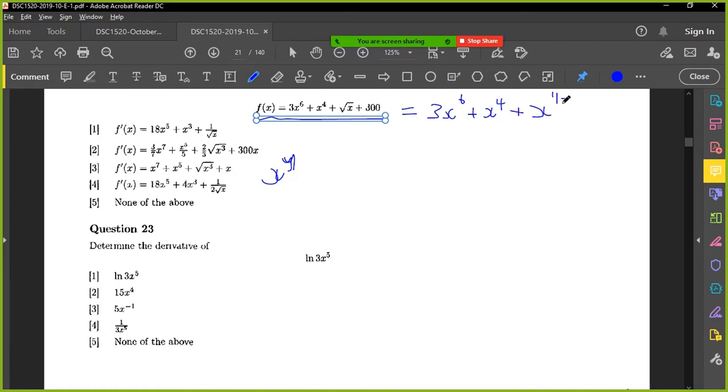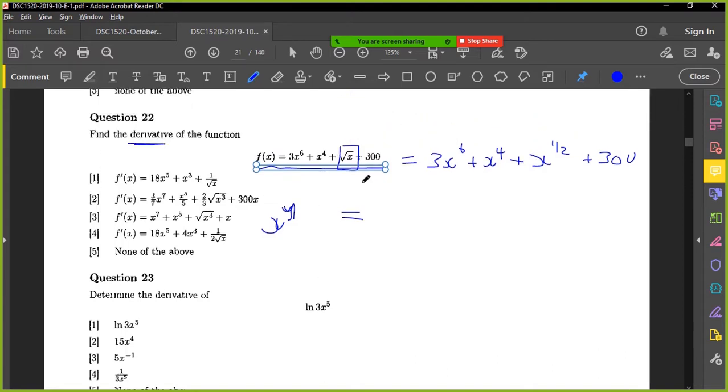X to the half. When you have a square root, it means the power of a half. And then you just apply your derivatives. Did they want the derivative? Yeah, they did. Okay, so 6 times 3 is 18. Yep. 6 minus 1 is 5.